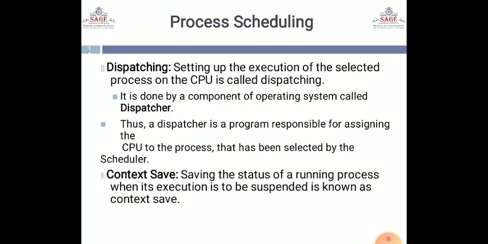Another thing is dispatching. So what is dispatching? Setting up the execution of the selected process on the CPU is called dispatching, and this is done by a component called the dispatcher. The dispatcher just takes one process from the main queue and provides it to the CPU. After that, it terminates. So this process of collecting a process from the main queue and providing it to the CPU is done by the dispatcher, and this is called dispatching.